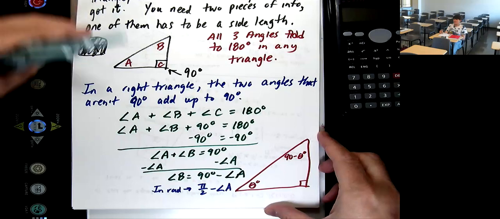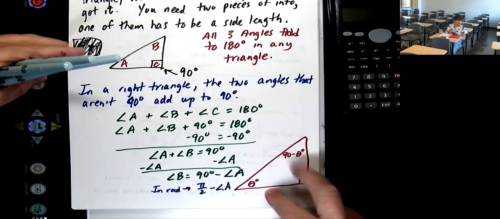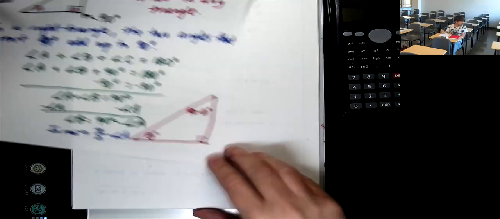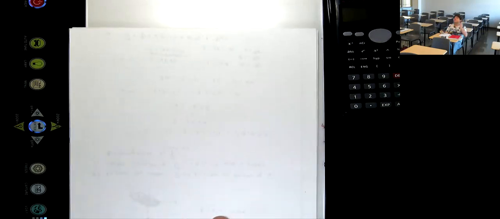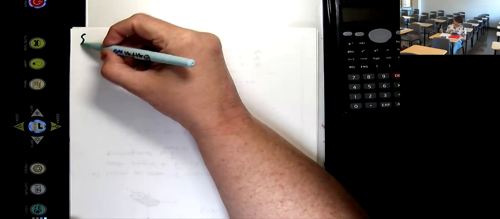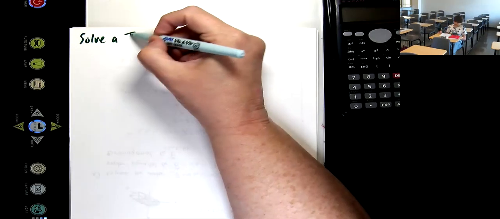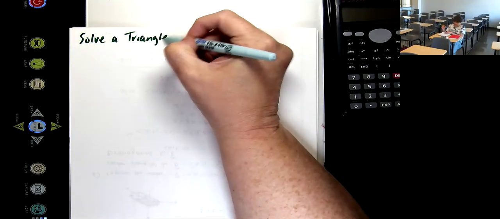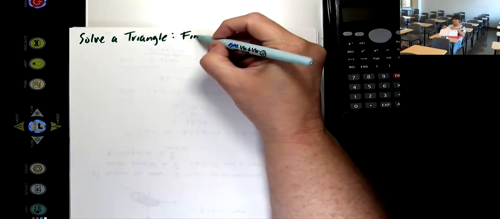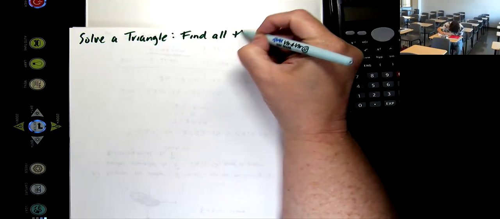All right, let's do some examples. We're going to use this to find all the angles and all the sides. So when we say solve a triangle, what that means is find all the missing angles and sides.